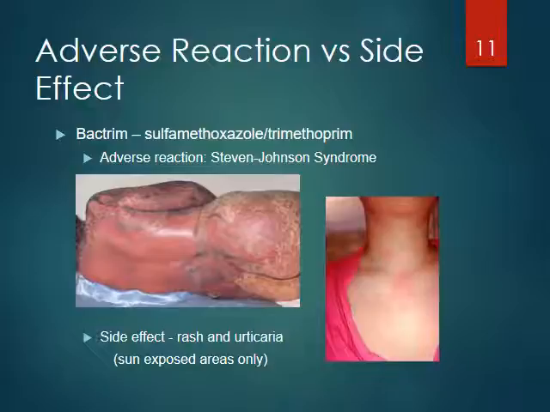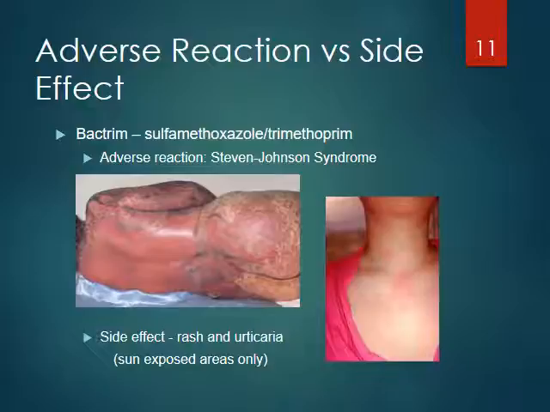Now, an adverse reaction to Bactrim would be Stevens-Johnson syndrome. This would be one of those things that's kind of idiosyncratic. You're not going to be able to really screen patients for this unless they've had a previous reaction. But basically, it causes very, very significant skin reaction where they start to slough off their skin. Potentially can be life-threatening if not caught early enough and treated appropriately and aggressively enough. That would be a significant adverse reaction.